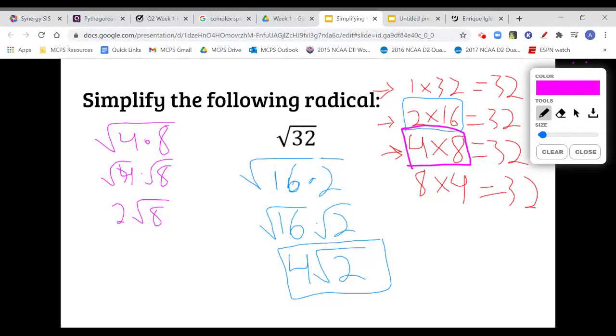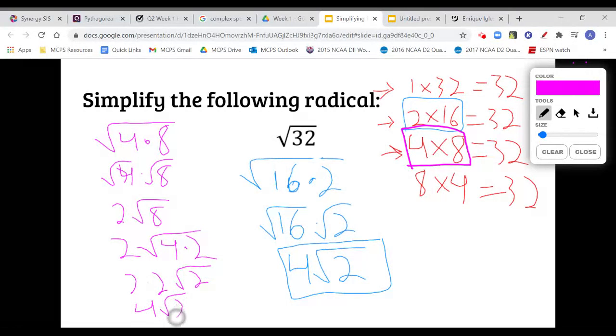But since I didn't pick the biggest perfect square factor, now I would have to break this apart again to get me into simplest form. And I would have to turn this into 2 times the root of 4 times 2, which would leave me with 2 times 2 times root 2, or 4 root 2. So I know I went through that kind of fast, but in essence, the reason I'm showing you this is that you'll get the same answer either way, but it takes a lot more work if you don't right off the bat pick the biggest perfect square that fits into your number.